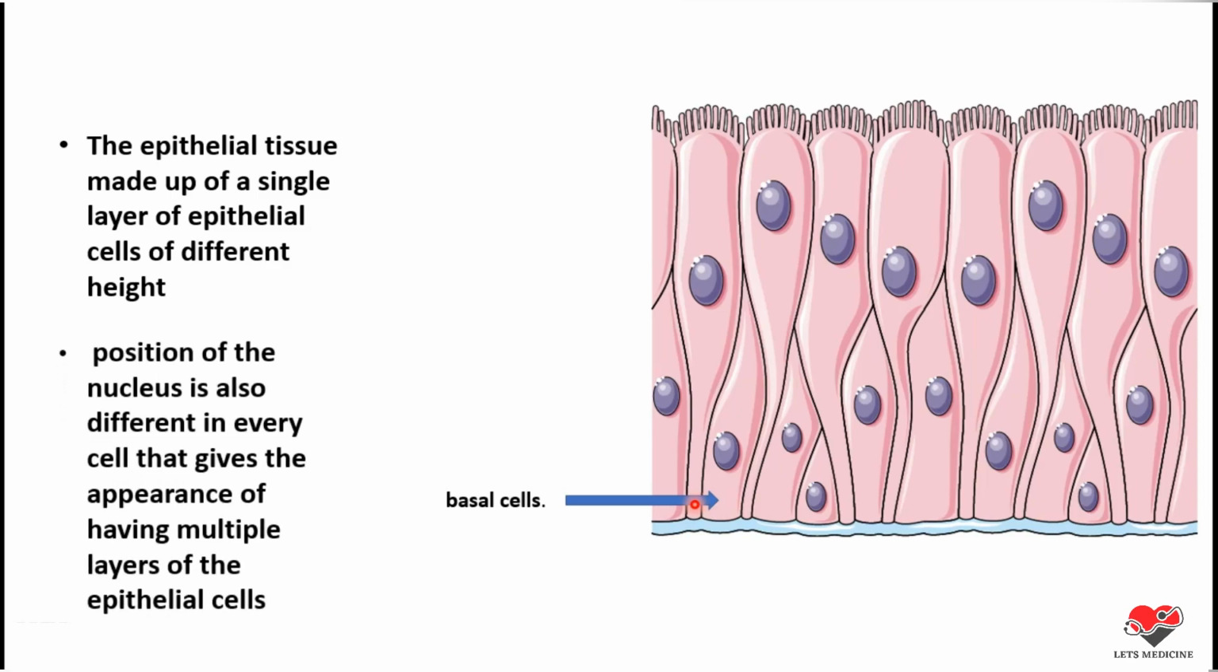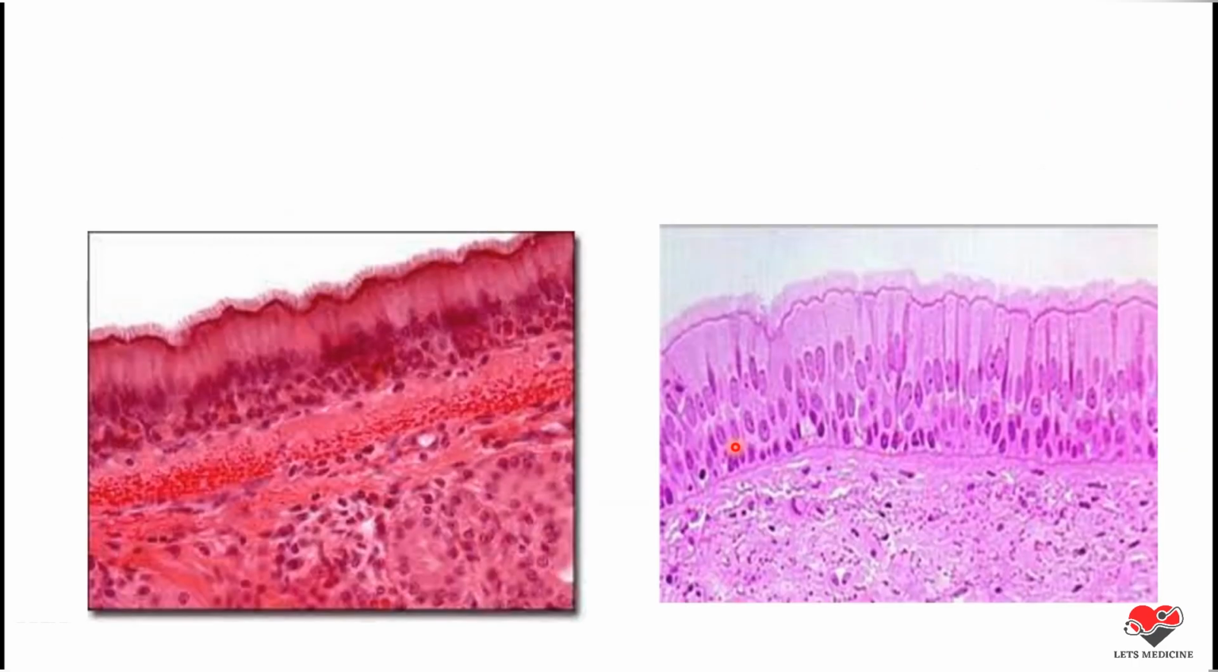The second important point which gives the appearance of multiple layers in this epithelium is the position of nuclei. Some of the cells have their nuclei in their basal portions, while some of the cells have their nuclei in their upper portion or the top area. This different level of nuclei, when you observe under the light microscope, will give you the appearance of multiple layers of stratified epithelium.